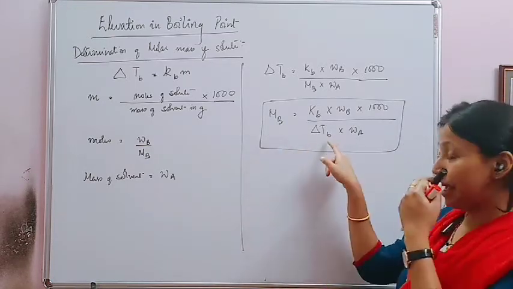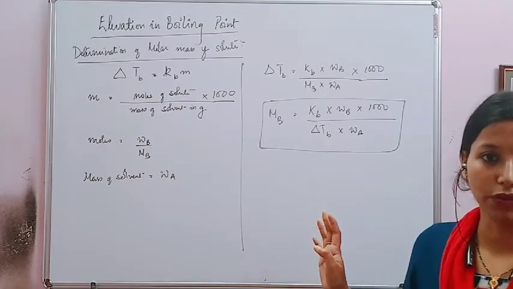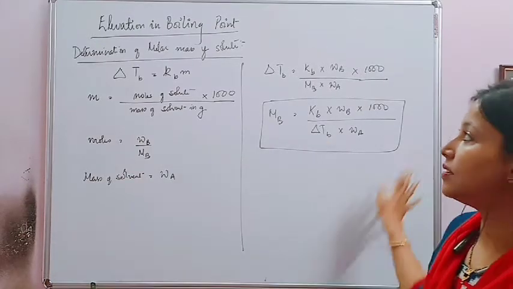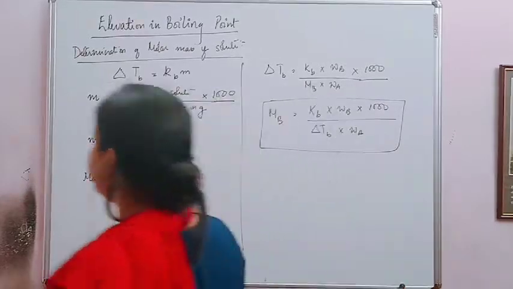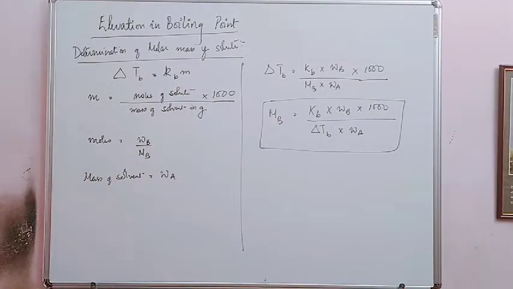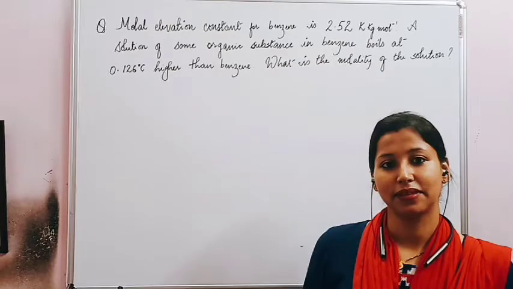So molar mass and colligative property are inversely proportional. Okay? So this is about elevation of boiling point. Let's try to do a numerical then.